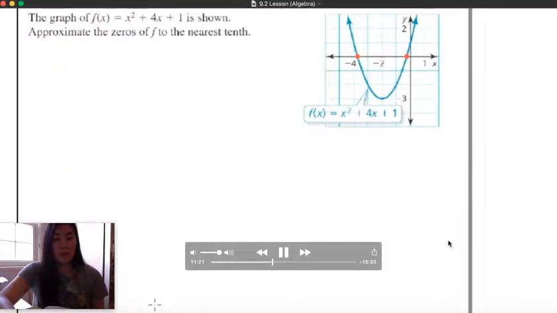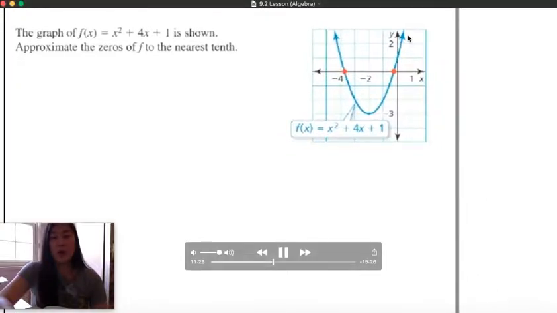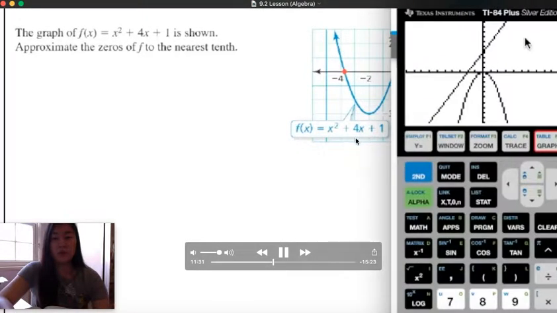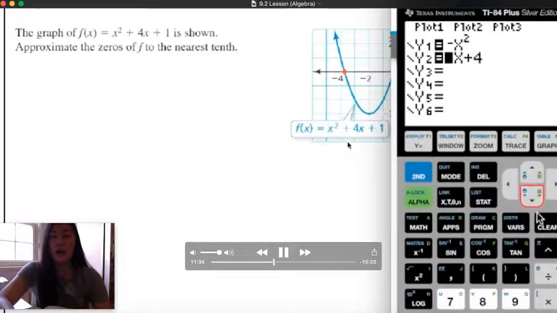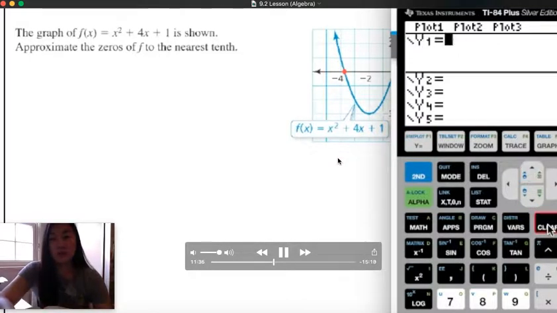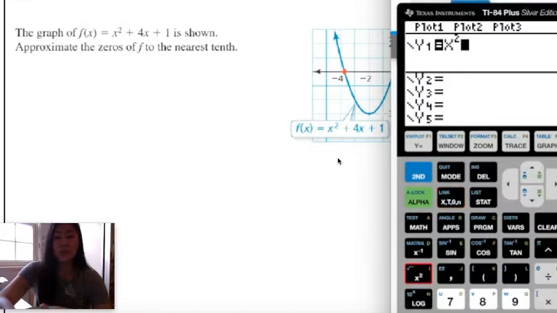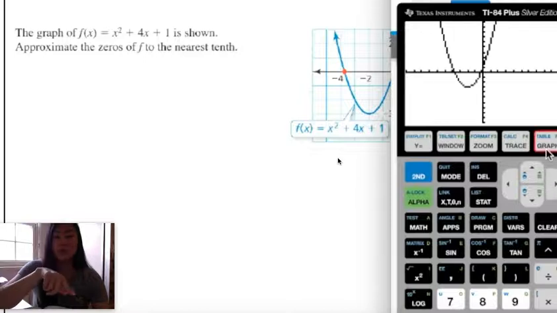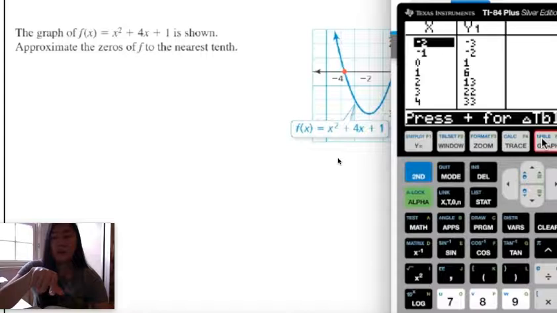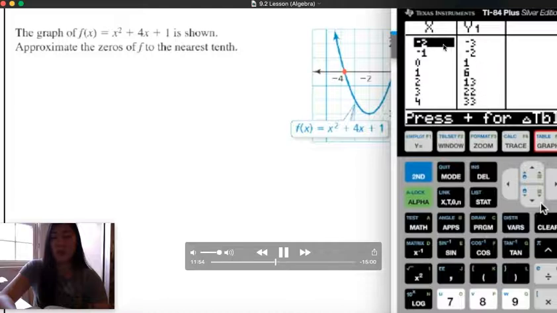For the next question, you will need the calculator. The graph of f of x is shown. Approximate the zeros of f to the nearest 10th. So I want to graph this on the graphing calculator actually, even though the graph is shown, just because I want to look at the table values. Or I can use the function of doing second calc and then going to number 2 to calculate the zeros of the function. So right here, if you graph on y equals, these are my table values, x's and y's. They are not in decimals, so I want to turn them into decimals.